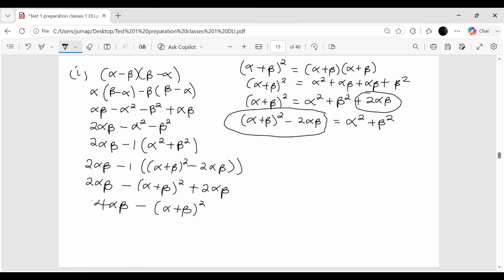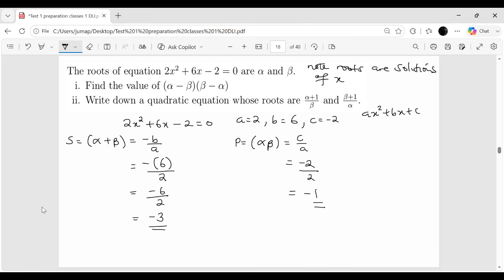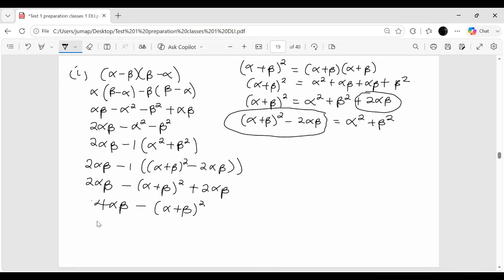So now what you're going to do is replace here. Remember what we found as our product. Our product was negative 1, which is alpha beta, and then our sum is negative 3. So you're going to come here and just say 4. Then where there is alpha beta, you replace with negative 1. Then where there is alpha plus beta, you replace with what? Negative 3, squared.